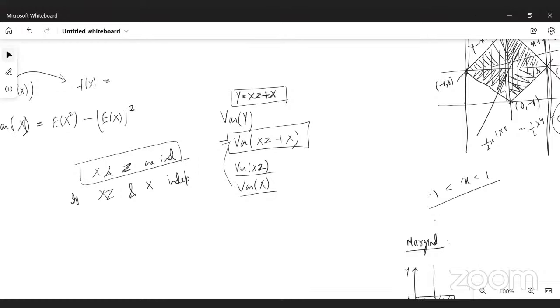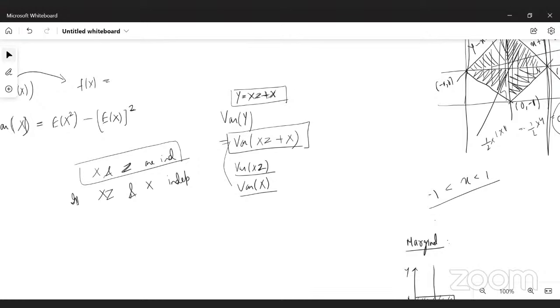But to use this property, that the variance of one random variable plus another random variable is the sum of those two individual variances, that is not permitted. Because we know only that X and Z are independent, but are XZ and X independent? We don't know it. Okay, so we cannot use it here.